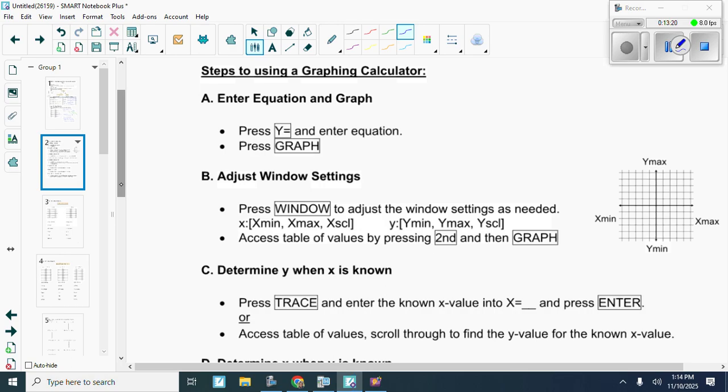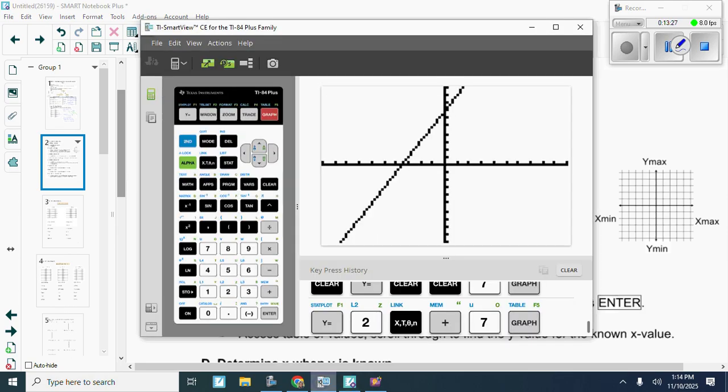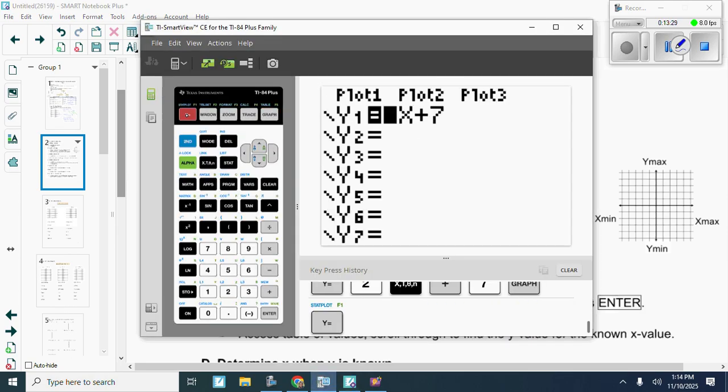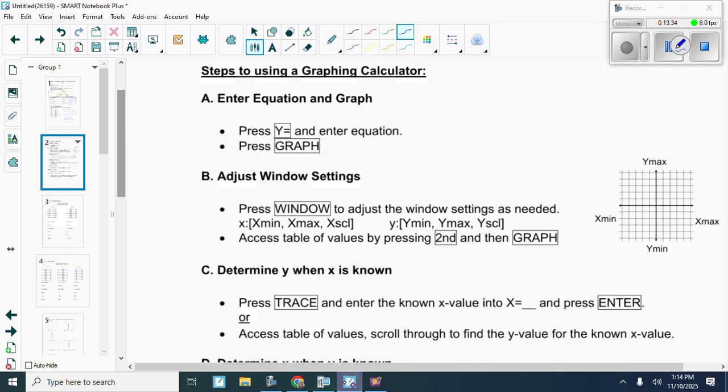Don't forget, when you see an equation, your y equals, you're going to press y equals. That's what we did, right? We have our y equals. Make sure we know where that is. And then you're going to press graph.